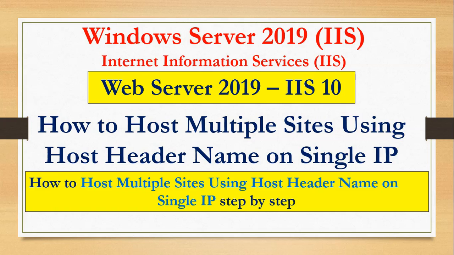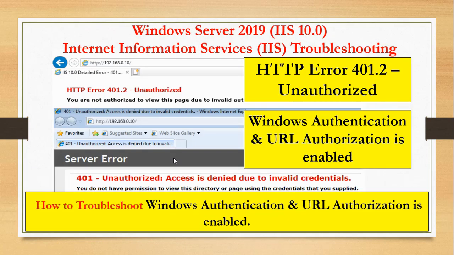And in this video, I'm showing you how to host multiple websites using a host header name on a single IP address, and this time we will be using only one port. In one of my previous videos, I showed you how to use multiple ports and one IP address. Now we will use one IP address and one port, but we will give a host name header this time, and we'll be hosting two websites. So let me show you.